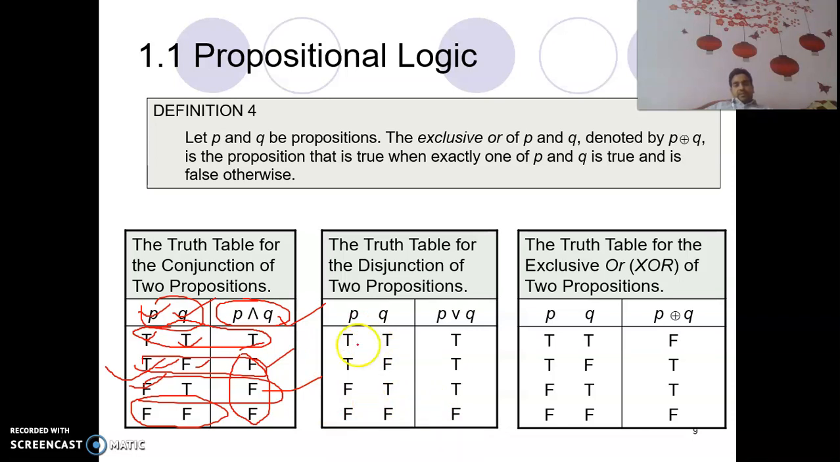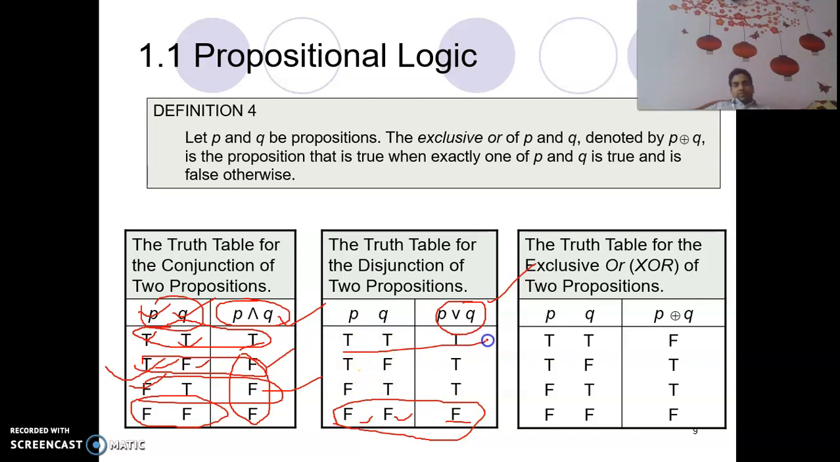Again, if we talk about the truth table of the disjunction, then P disjunction Q can only be false when P and Q both are false. In all other cases, it will be true. So, where is the case of the false? This is the case of false. When both the variables P and Q are false, then the disjunction will be false. In all other cases, if any of the variables is true, then it will always be true.